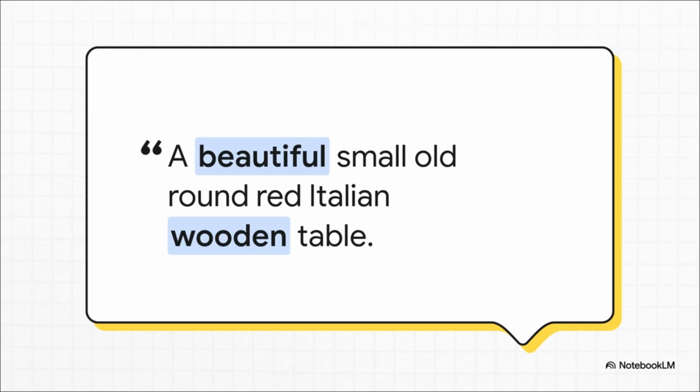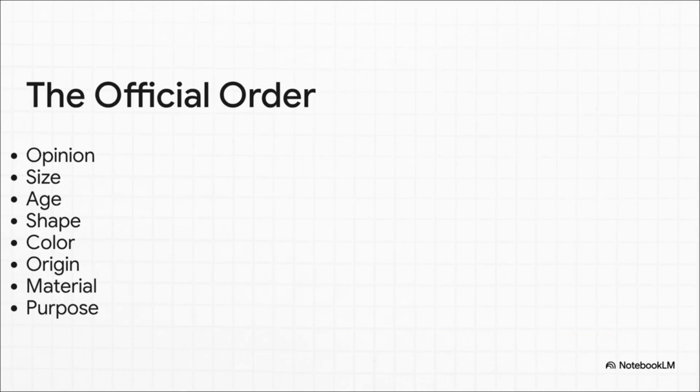It sounds kind of crazy, right? But grammatically, it is 100% correct. If you tried to say a wooden, red, small, beautiful table, it would just sound totally wrong to a native speaker. So, what's the secret? Well, here it is, the official order.